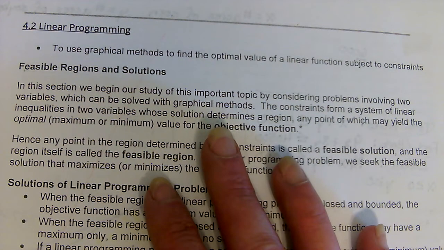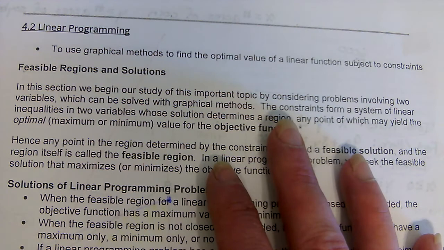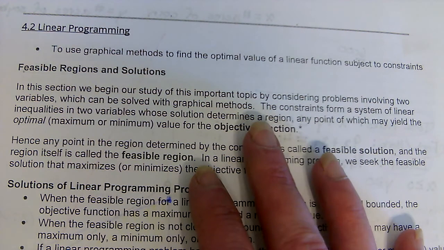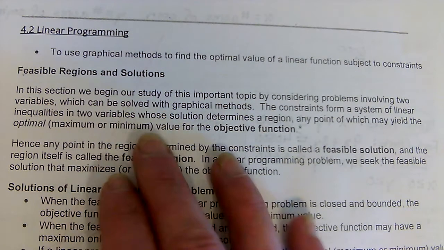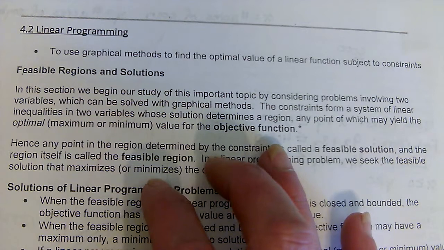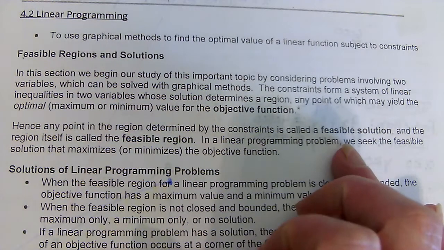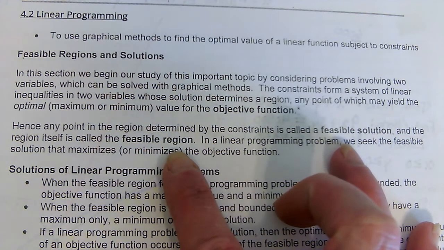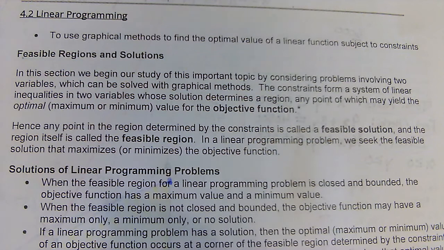So we're going to be using our graphical method, drawing in those inequalities of our constraints. And those inequalities give us a region. Any point in that region may yield an optimal value for the objective function. So any point in there is a feasible solution. The region is called the feasible region. So we're going to try to use that region to narrow down the possible solutions to find the best solution.